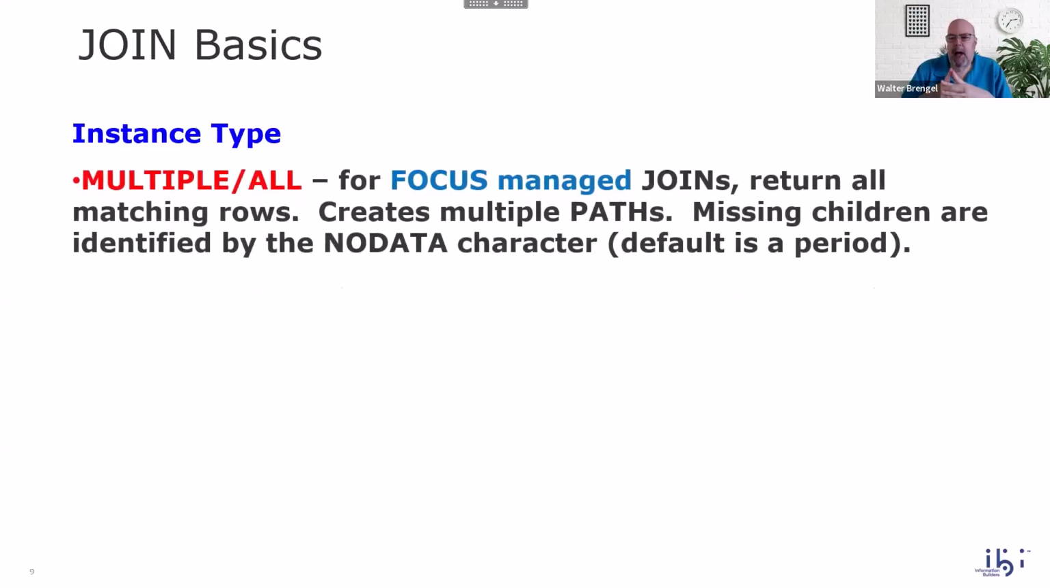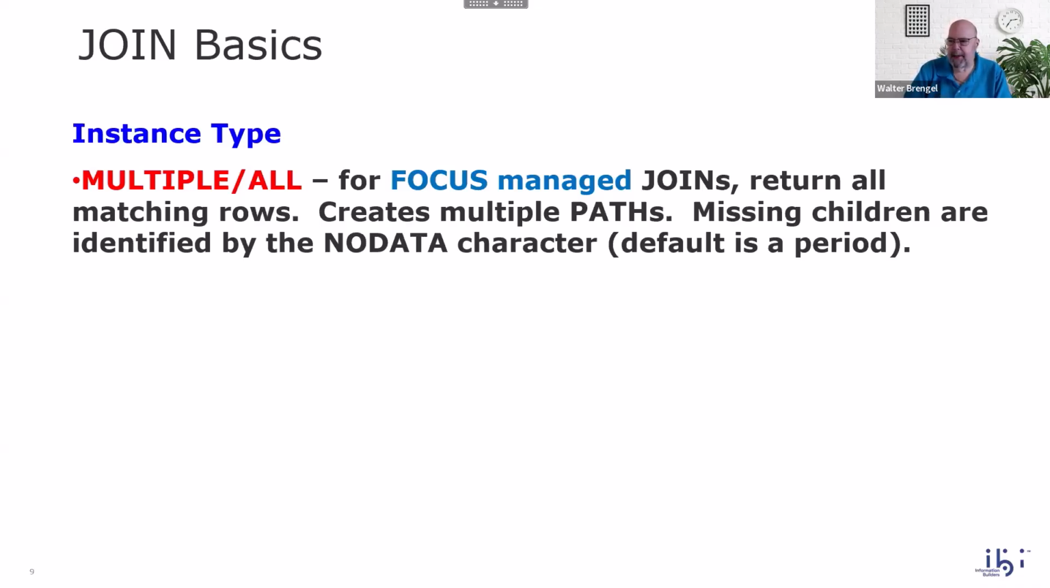Instance type, you have a join to multiple or all. This is for a focus managed join. If you're doing a join to all or join to multiple, you're saying I have multiple records in the cross-reference that I could join to. So in the example I'm going to do, I have the employee file, emp data, and I have training. An employee can take multiple courses, so in that case I would probably do a join to multiple or join to all.